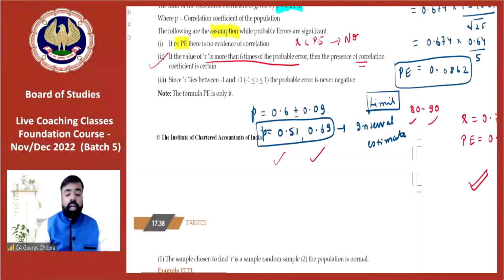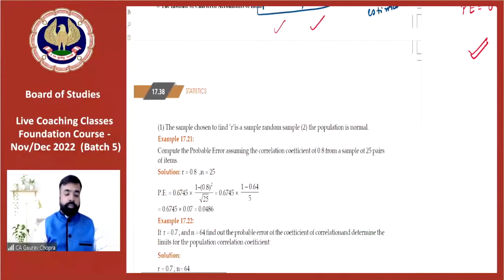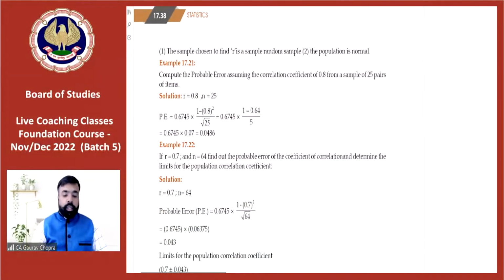And value of R always lies from -1 to +1. And this probable error is never negative. It will always be denoted by positive sign. Okay. Now it's time to solve the next one, 17.21.